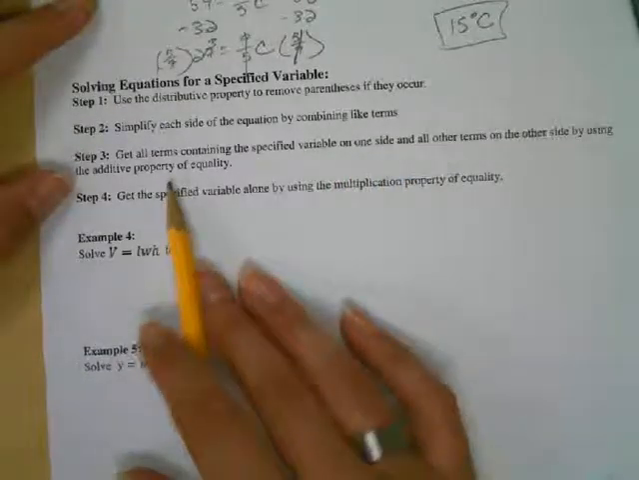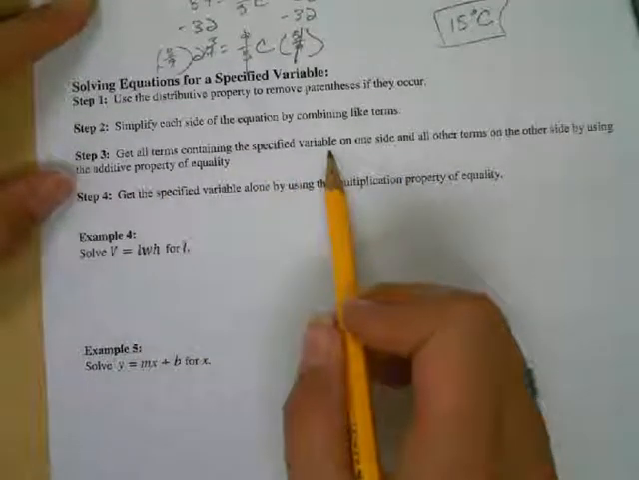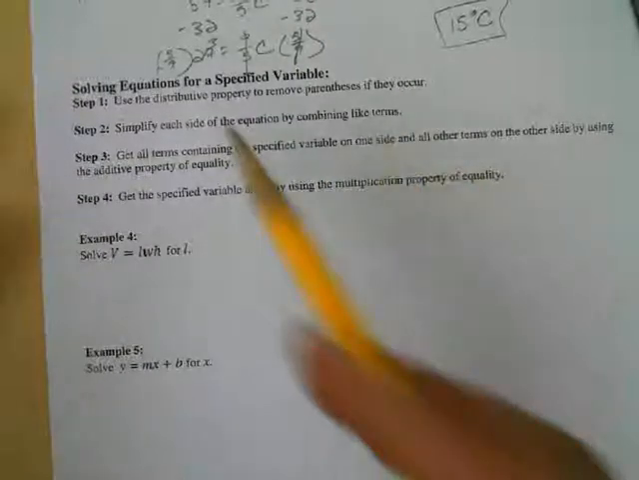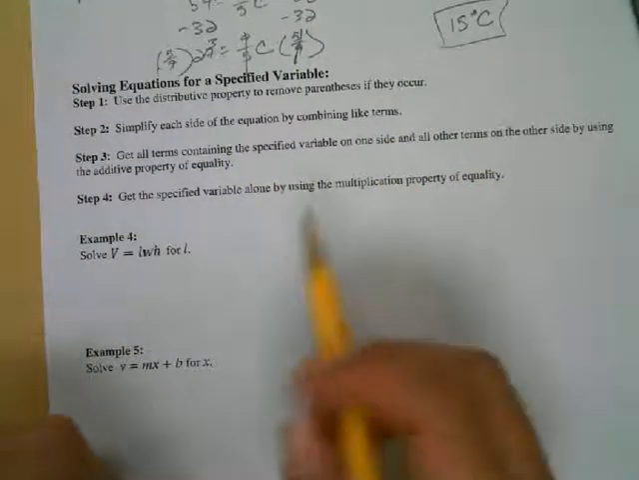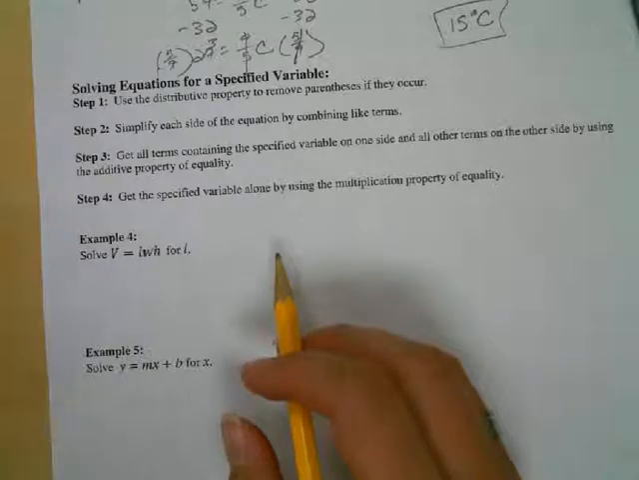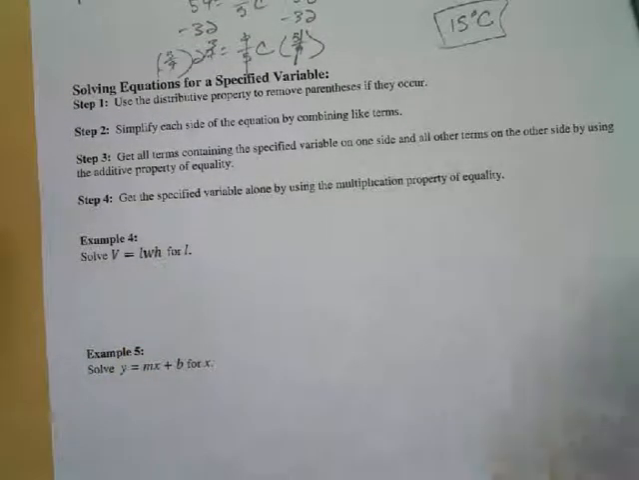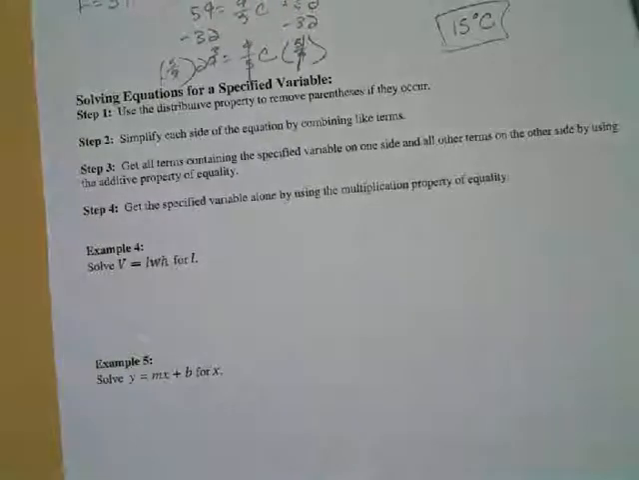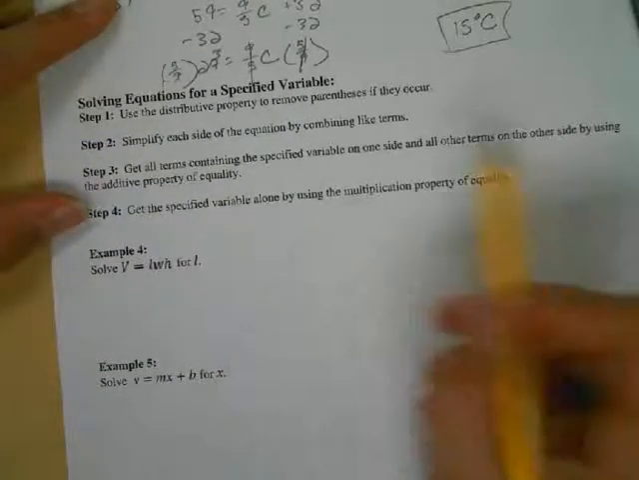So this is the only place where it's different. Before, we moved all our variables to one side and all our numbers to the other. Now we're going to find the term that has the variable we're trying to solve for. That's going to go to one side, and all the other terms are going to go to the other side. Okay? And then you're going to get it alone by using that multiplication property.